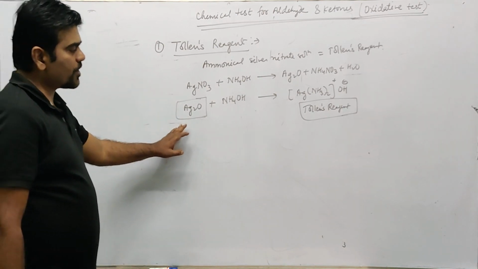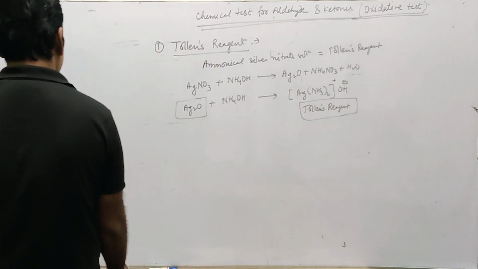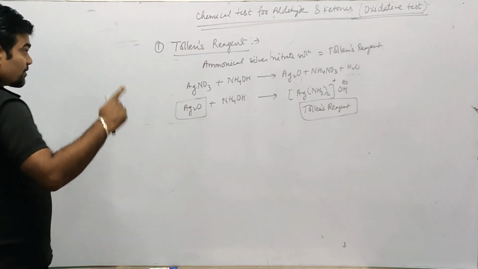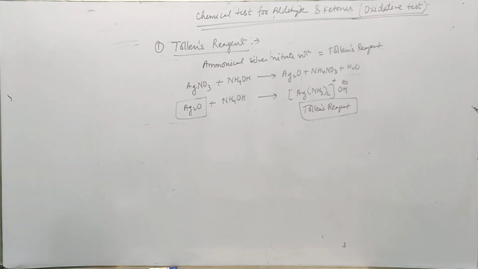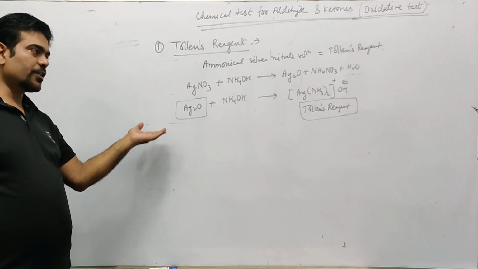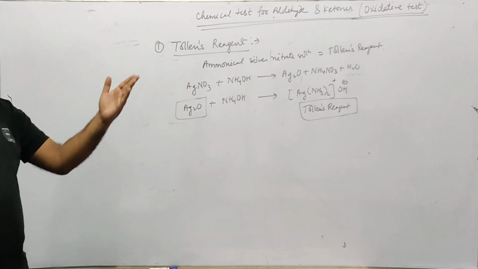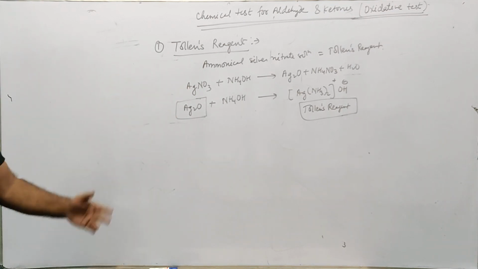Either this can be used as Tollens reagent or this can be used as Tollens reagent. This reaction occurs in alkaline medium. Therefore, in alkaline medium, aldehyde gets oxidized to the corresponding carboxylic acid, while the silver ion gets reduced to silver.